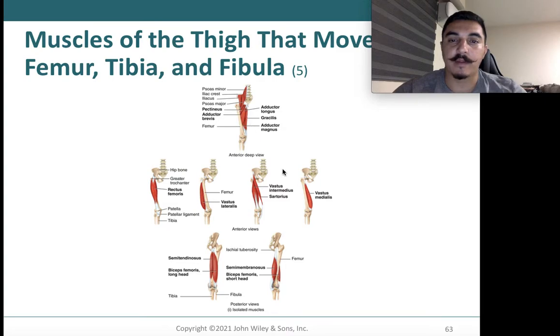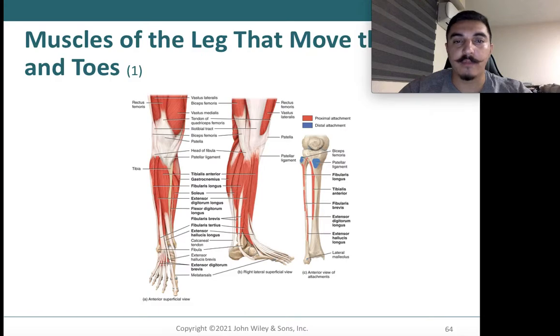adductor longus, gracilis. Okay, so kind of check around those images, look around the legs, kind of try to identify the different muscles and their functions and where they go, what they do, how they move, things like that.